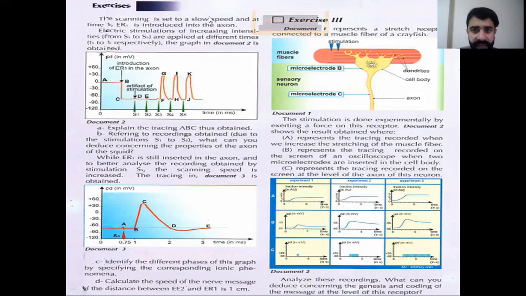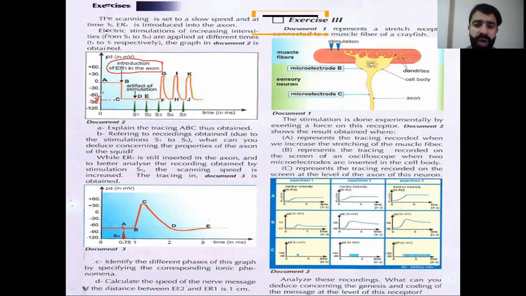While in BC, as mentioned in the graph, we have introduction of the recording electrode into the axon. One of them is in the axon, and the other remains outside the axon. So here, the potential difference drops to approximately minus 70 millivolt. This can be explained as the resting potential of minus 70 millivolt, due to the introduction of the electrode into the internal side, one on the internal and one on the external, which leads to the potential difference.